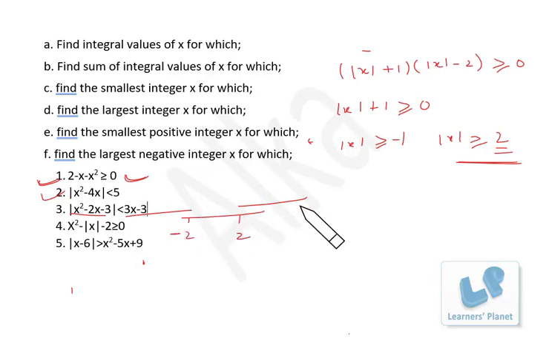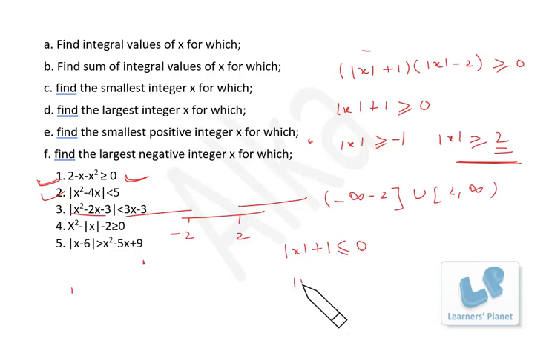Okay, below minus 2 and above 2. So x should be minus infinity to minus 2 included, union 2 to infinity, right? So now this is the first case. Now when both of them are negative, that means modulus of x plus 1 should be less than or equal to 0. That means modulus of x should be less than or equal to minus 1, which is not possible. So we will not get any solution when both of them are less than 0. So this is our final solution.